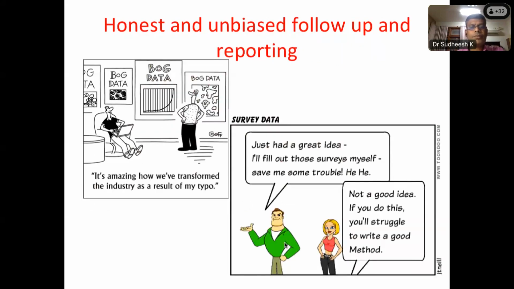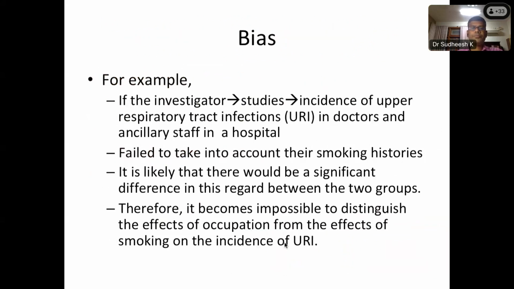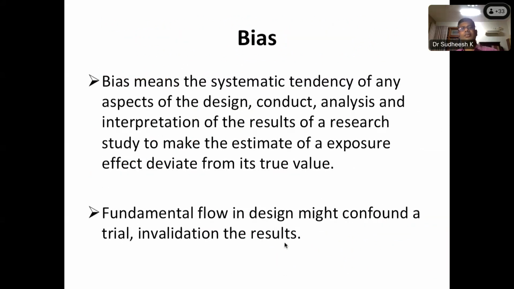So it's always important that you should be honest and unbiased. There should be an honest and unbiased follow-up and reporting of all the data. So there is a term called bias. Bias is nothing but a systematic tendency in any aspect of design or conduct. So there is a tendency in any of these levels.